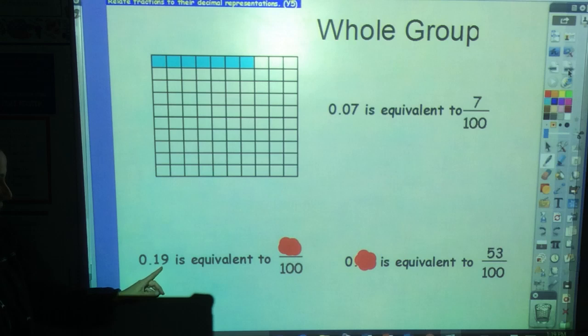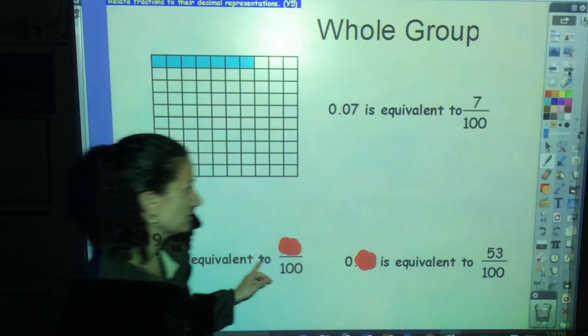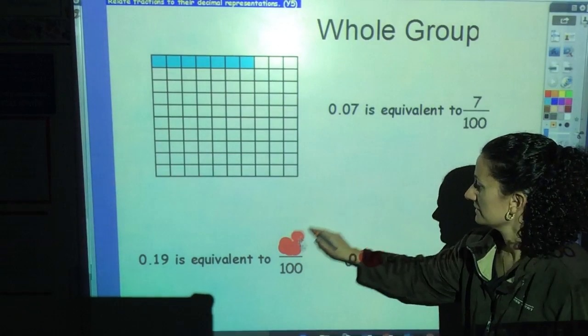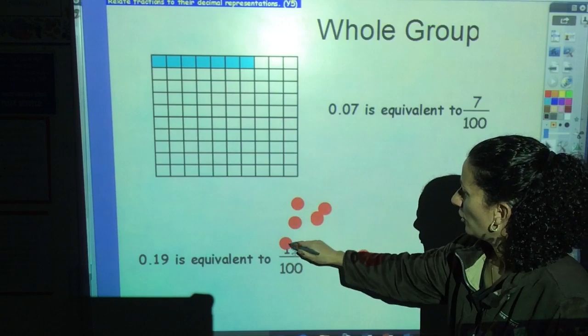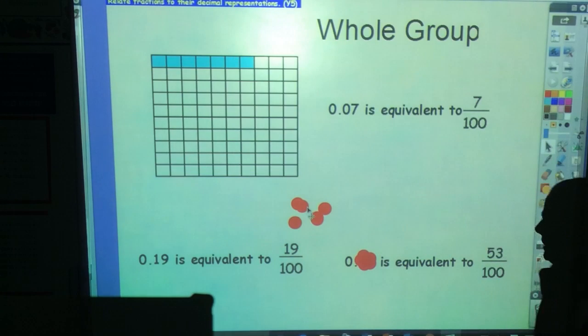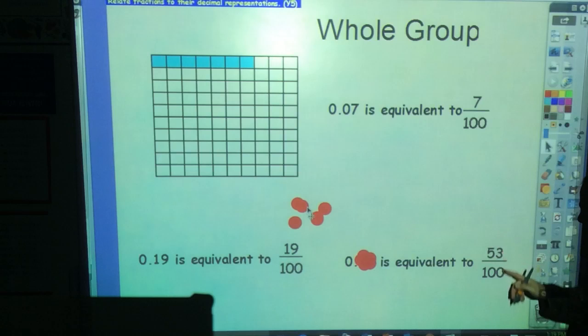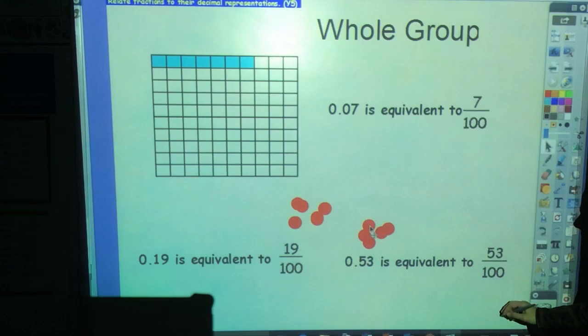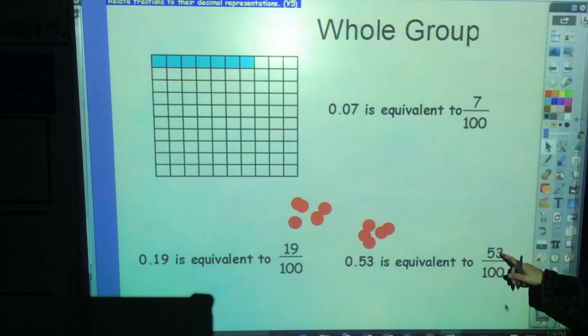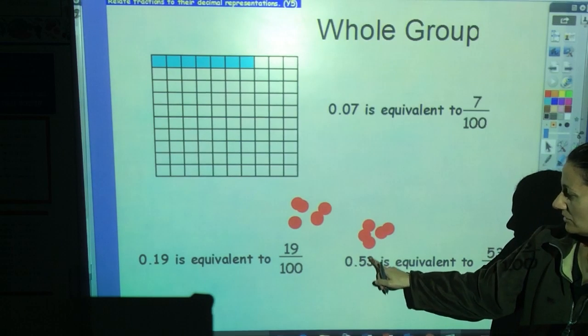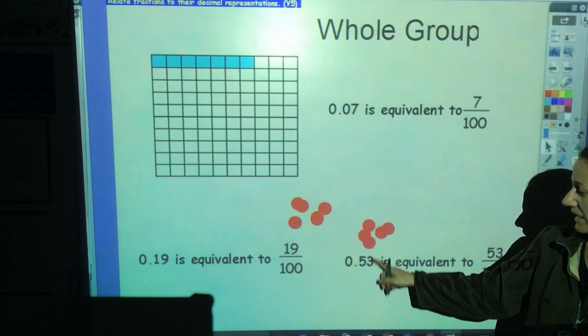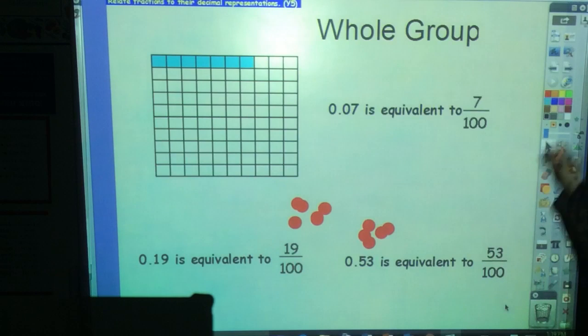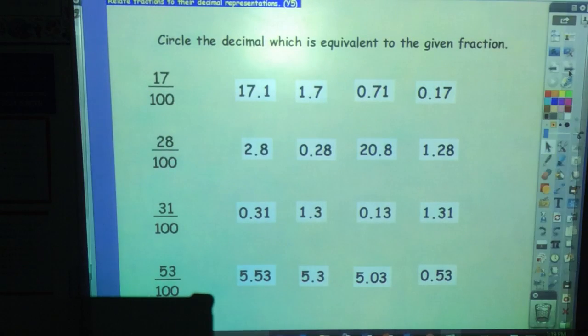So 0.19 can be read as 19/100ths, and as a fraction, that would simply be written as 19 over 100. Okay? Similarly, if you had 53 over 100 as a fraction, that would be written as 0.53. Because whatever the last digit is, that's the place that you put it in. So since this is the hundredths place, the 3 has to go in the hundredths place. These are a few examples of equivalent fractions and decimals.